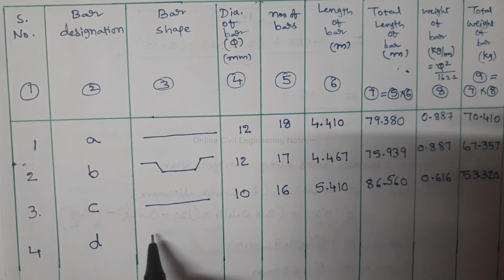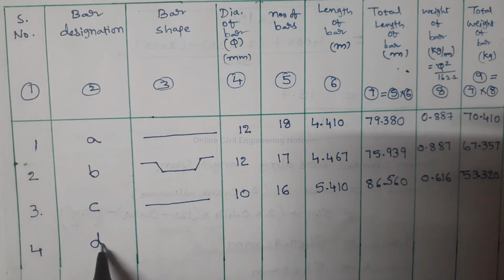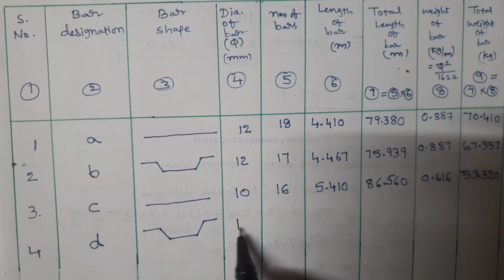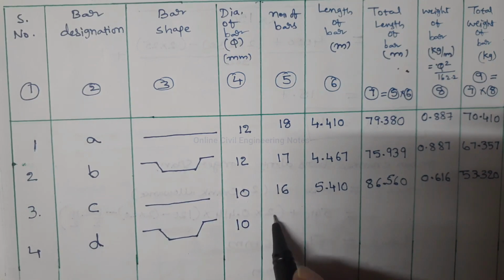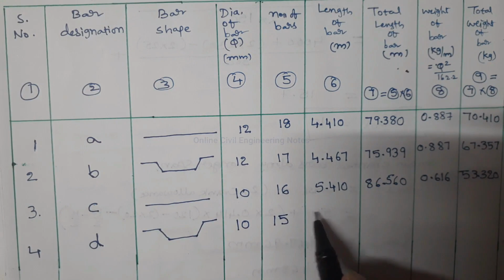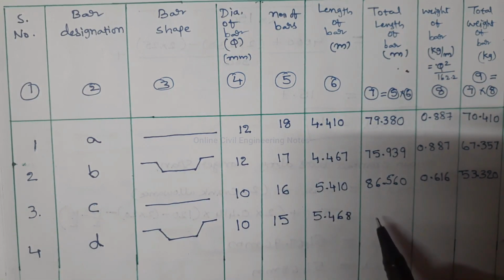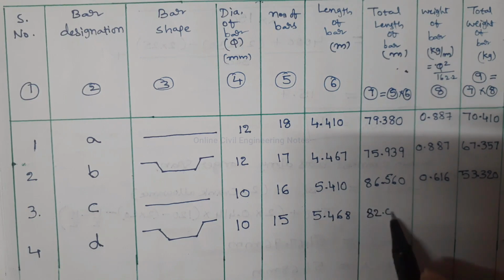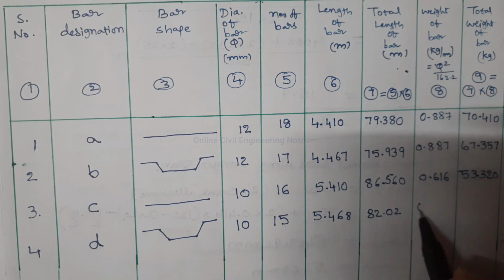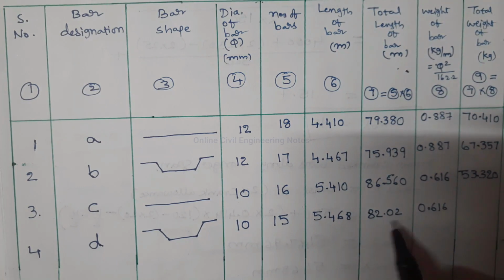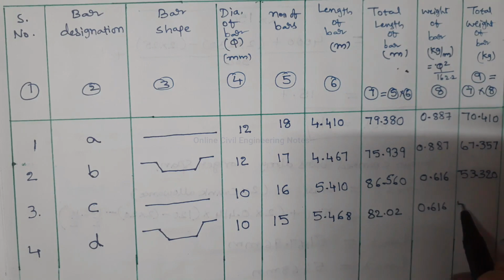Fourth bar is main cranked bar in longer span, which is D. Diameter is equal to 10 mm. Number of bars 15. Length of one bar 5.468. Total length of bar is equal to 82.02. Weight per meter is equal to 0.616. Total weight of the bar is equal to 82.02 into 0.616, 50.524.